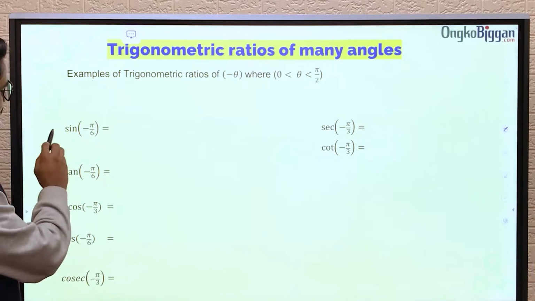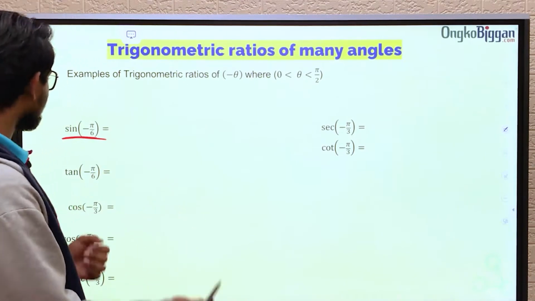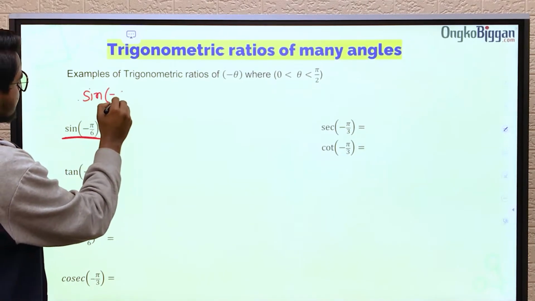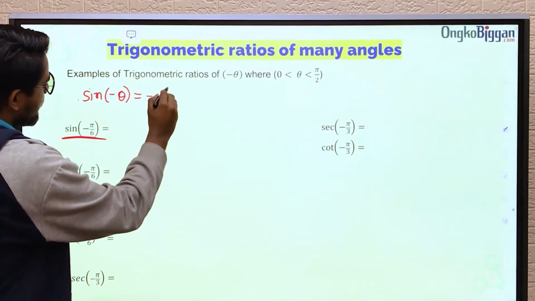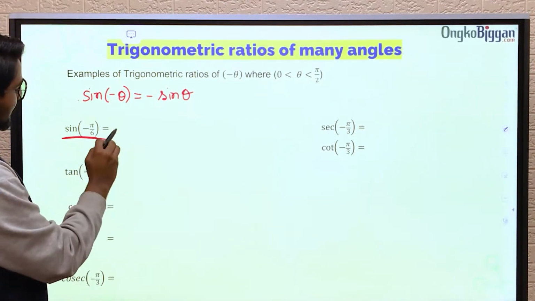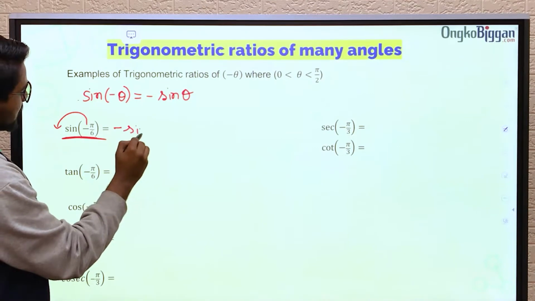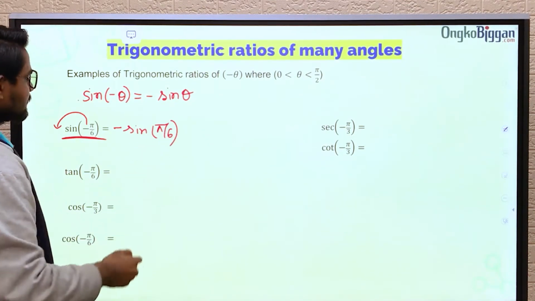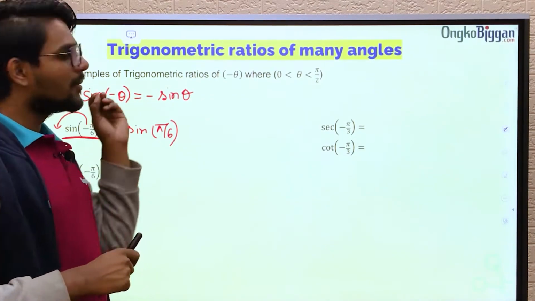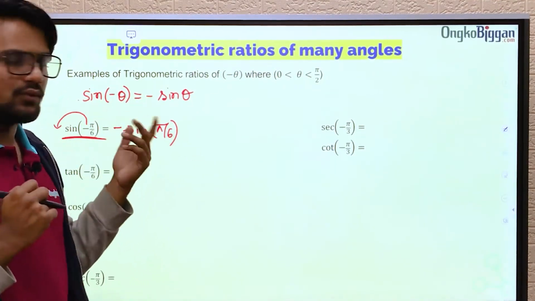So we're gonna start with sine minus pi by 6. And we know that sine minus theta is equal to minus sine theta. So what we can do is bring the minus over here and write sine pi by 6. So the value of sine minus pi by 6 equals the value of sine pi by 6, but we need to multiply it by minus 1 to get the actual value.